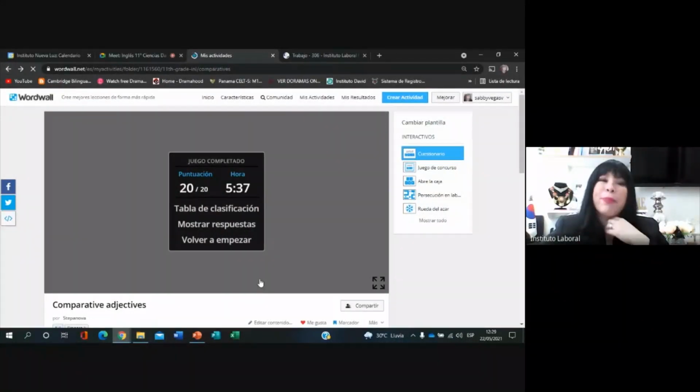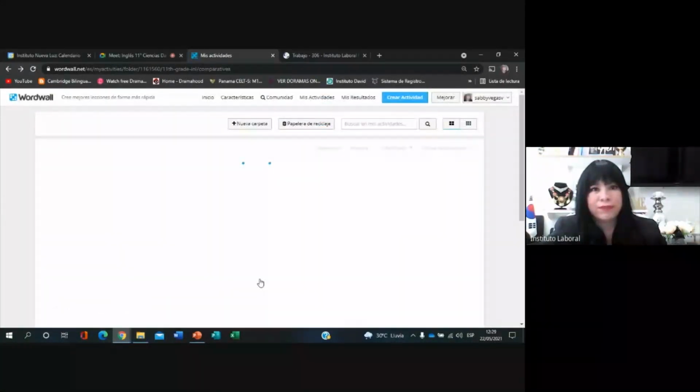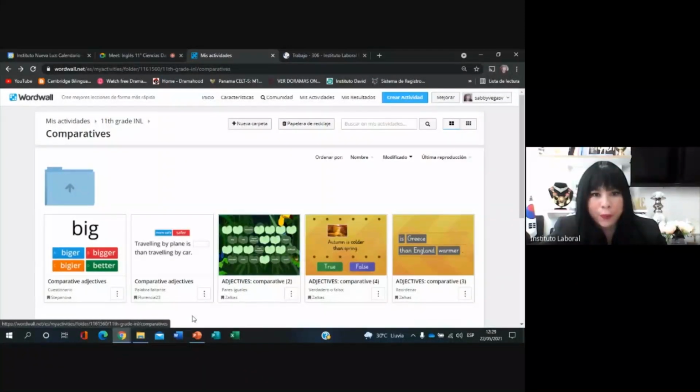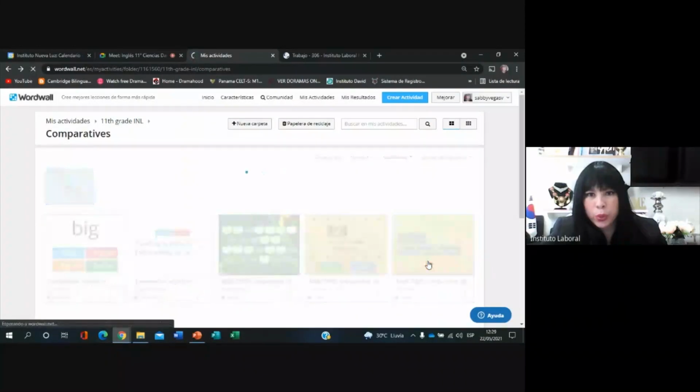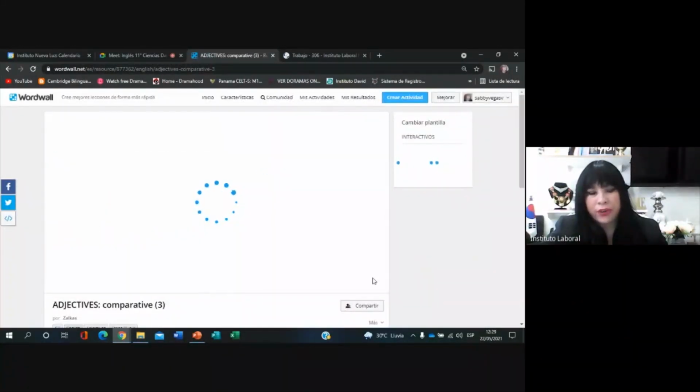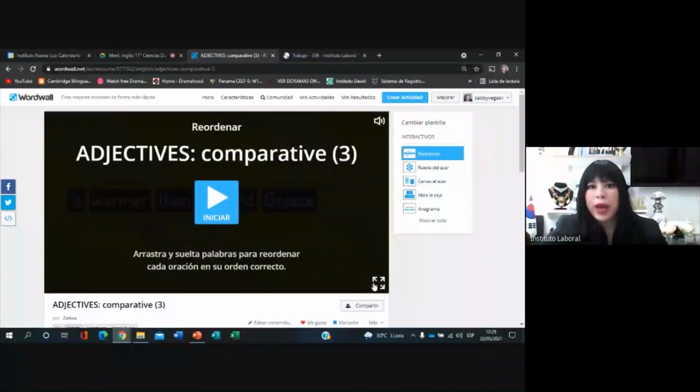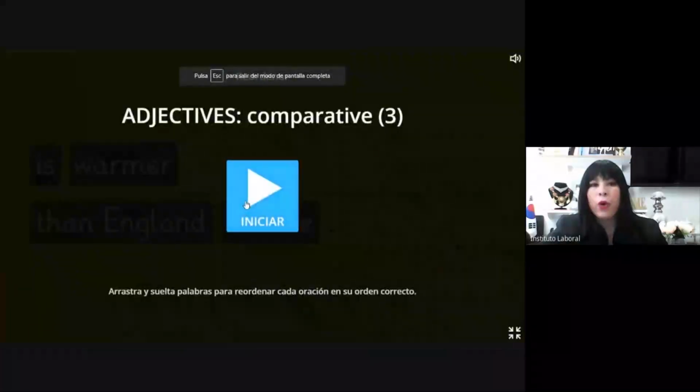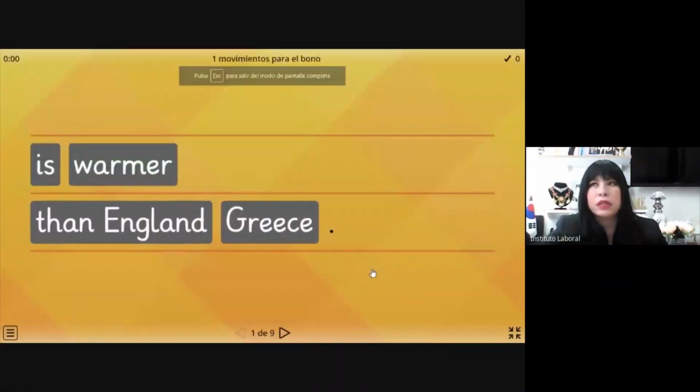Okay, now that we have practiced the one syllable adjective and the comparative form, let's move to word order. In this, you will see some sentences. What do you have to do? Give me the correct order of the words to make sentences.